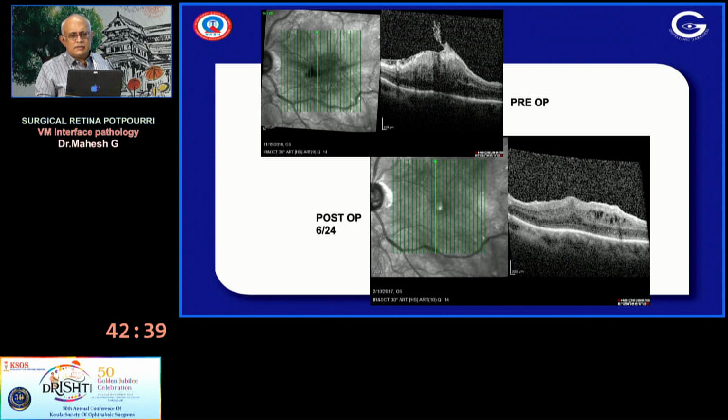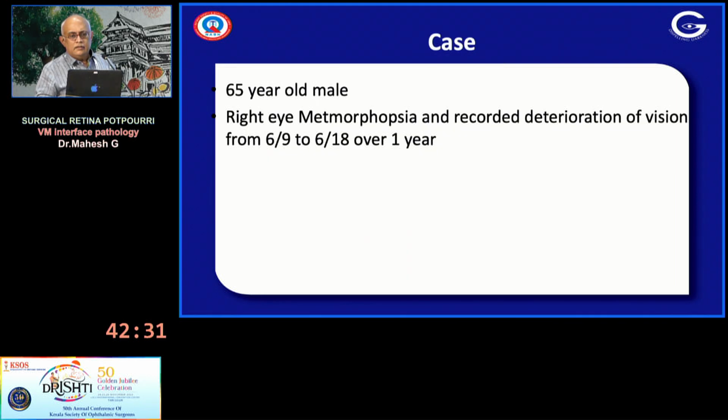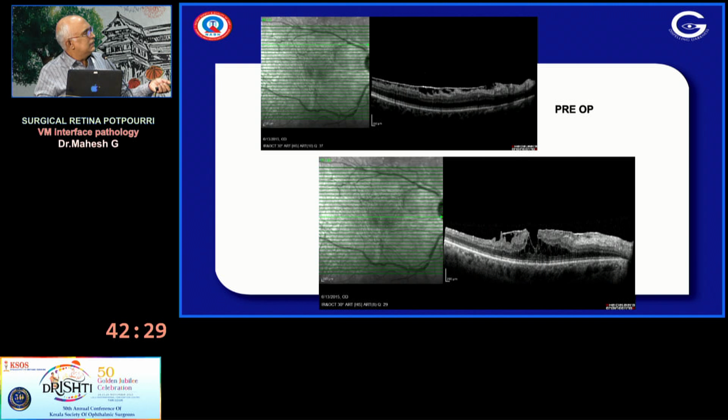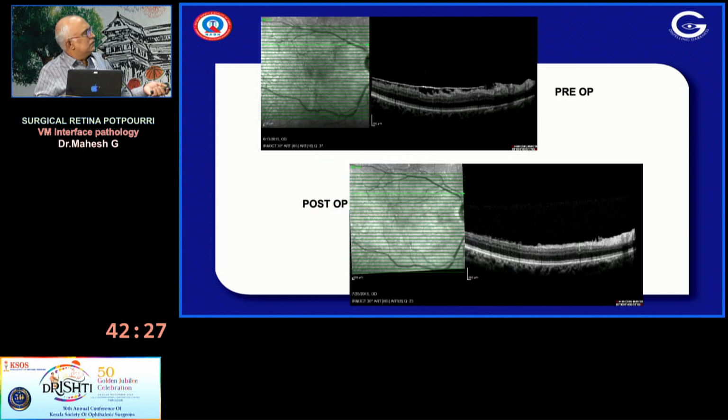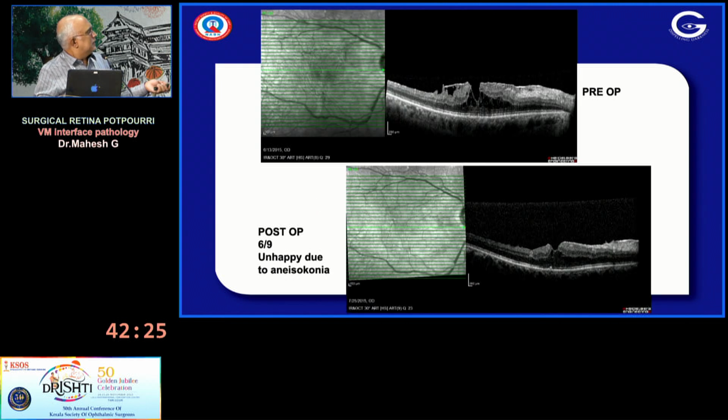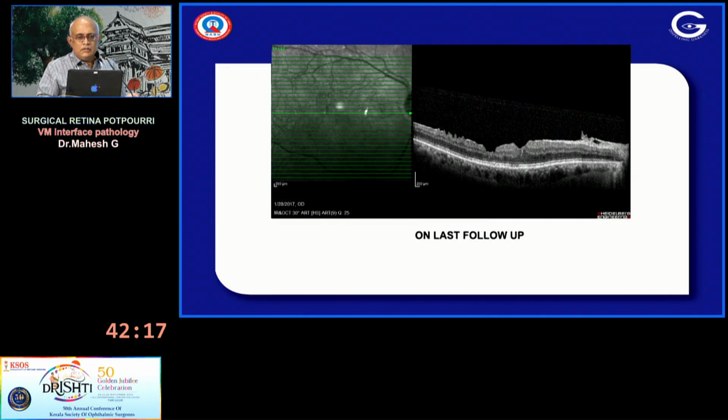But in some other cases, the post-op, I'm just finishing, they will not be very happy because of the distortion of the outer retina and the vision may not be very good. Like this case, even though it looked nicely post-op, the patient was very unhappy in spite of having 6/9, with aniseikonia, the size difference and all.